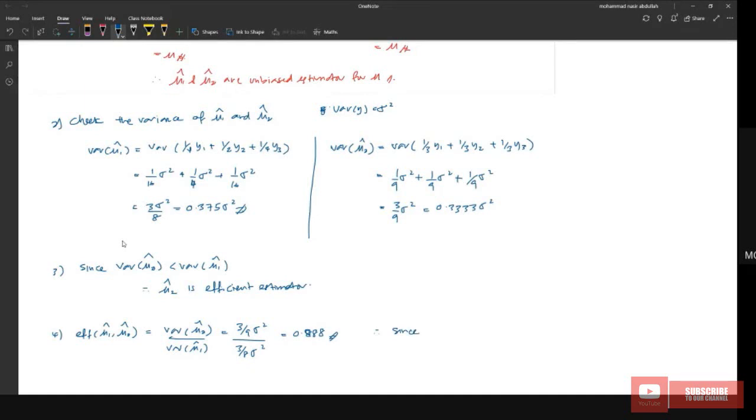So since the efficiency of mu1 hat and mu2 hat is less than 1, we can say that mu2 hat is the efficient estimator, right?